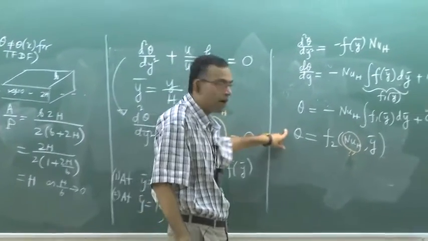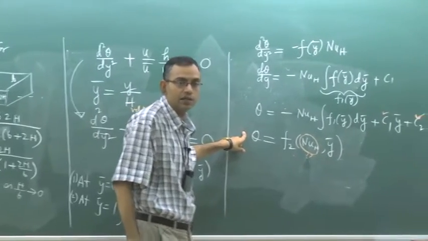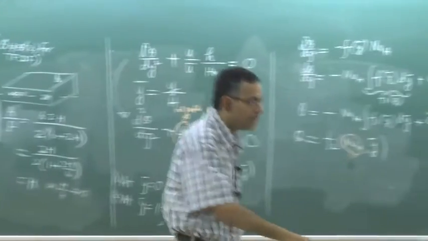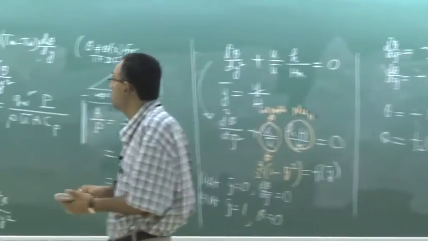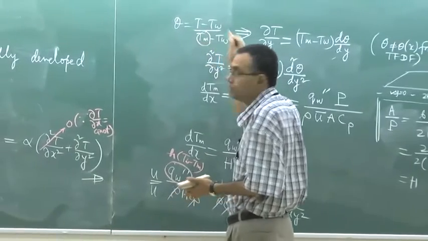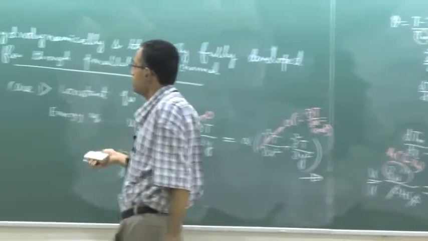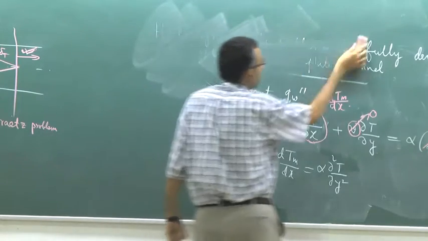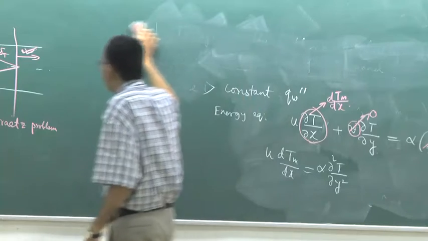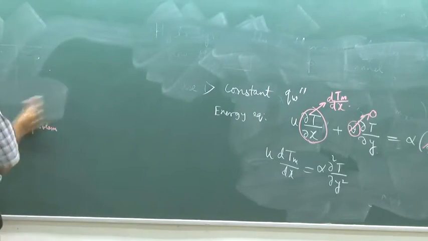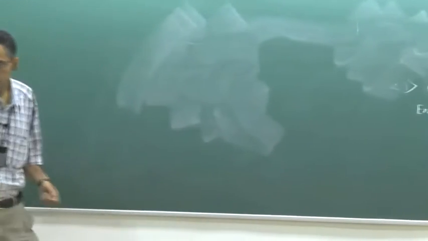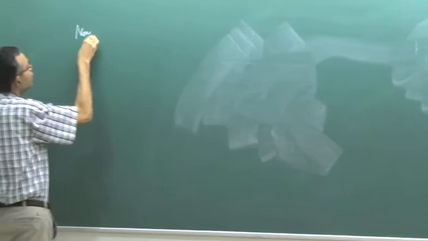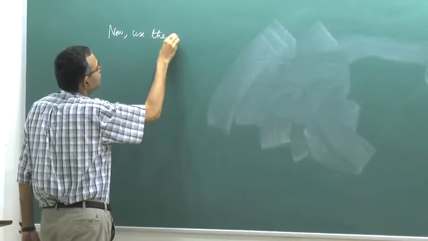So we need to close this problem by putting some additional constraint. What is that additional constraint? That additional constraint is the definition of bulk mean temperature, which we have not yet used. We have not yet used the definition of the bulk mean temperature. Maybe we will do it here. So now use the definition of Tm.